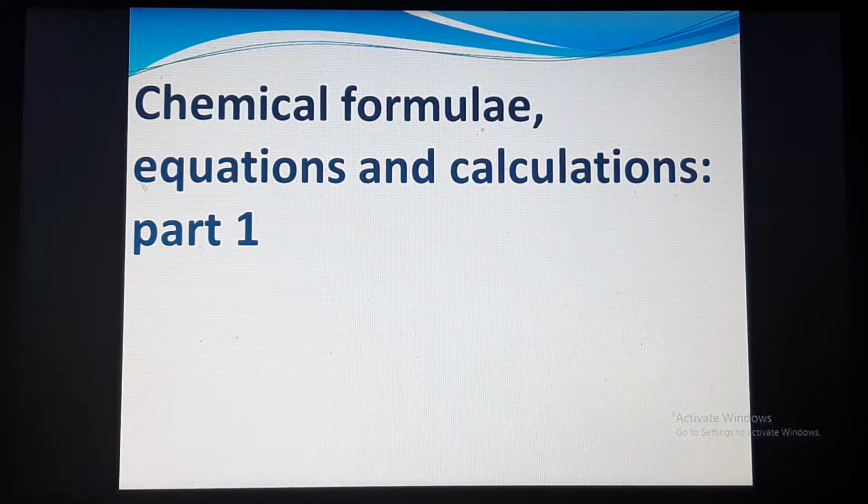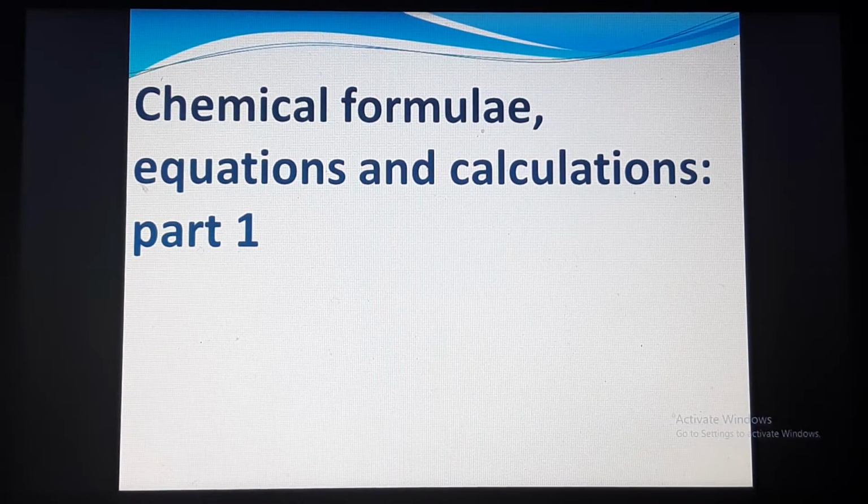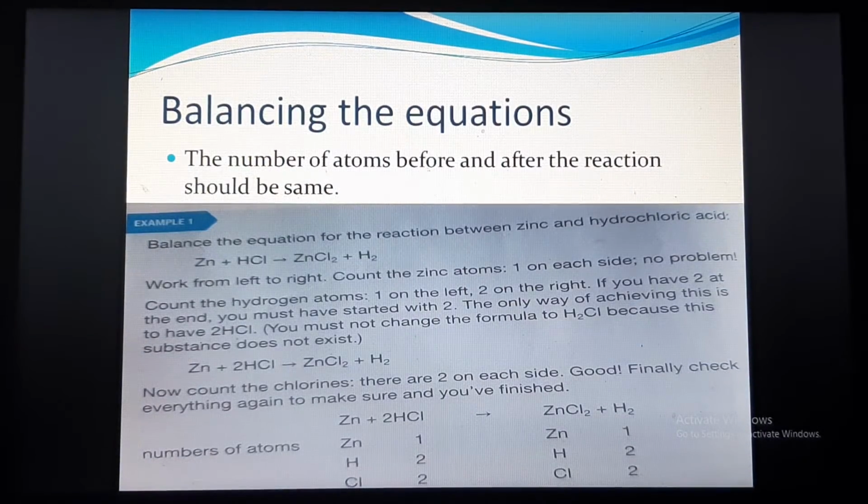Children, today we are learning a new lesson, chemical formula, equations and calculations, part 1. Part 2 you will learn next year; only part 1 you are learning this year. First one, balancing the equations.